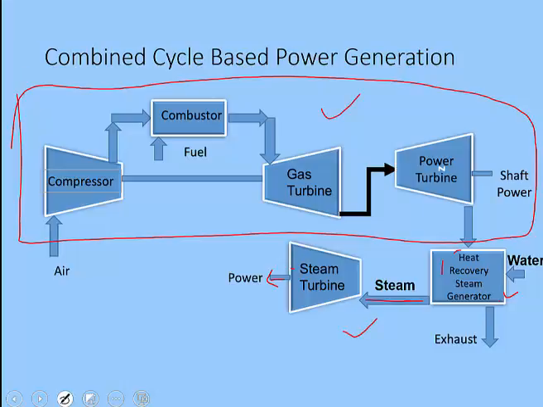And here the gases, after cooling down to the maximum possible level, are sent out. So the efficiency of combined cycle based power generation is obviously much higher, and it can go almost up to 50%, compared to gas turbine based power generation of 40-45%, and Rankine generation of 35-37%. So it is an improvement.